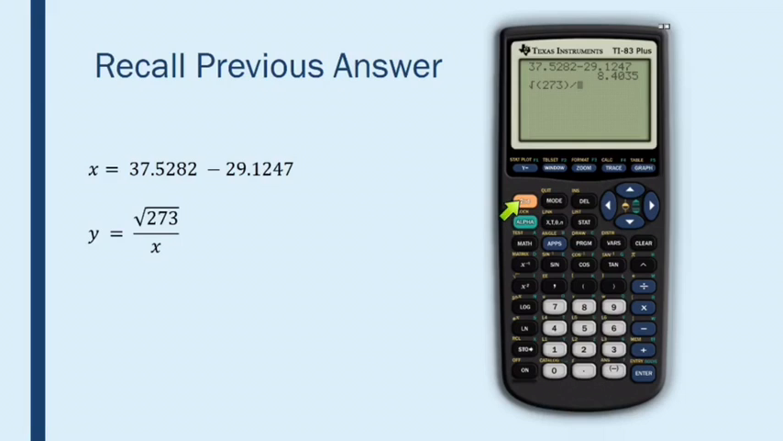And if I go second ANS, the calculator is going to divide the square root of 273 by the last answer that it calculated, which is the 8.4035. So now when I press enter, there it is. And so this function can save you a ton of typing and a ton of time. So make sure and remember you've got this previous answer function at your disposal.